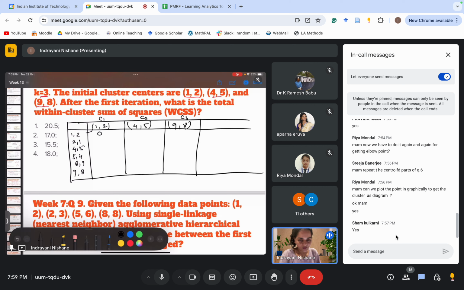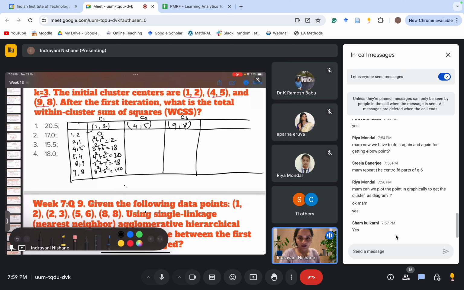1 minus 1 is 0, 2 minus 2 is 0. Here the difference is 1 square plus 1 square. The difference is 3 square plus 3 square, 9 plus 9, 18. 4 square plus 2 square, 16 plus 4, 20. 7 square plus 7 square, 49 plus 49, 98. 8 square plus 6 square, 36 and 64, 100.